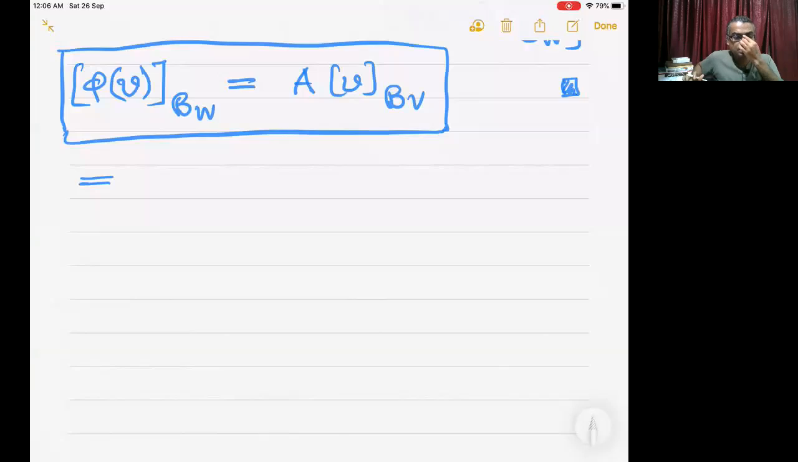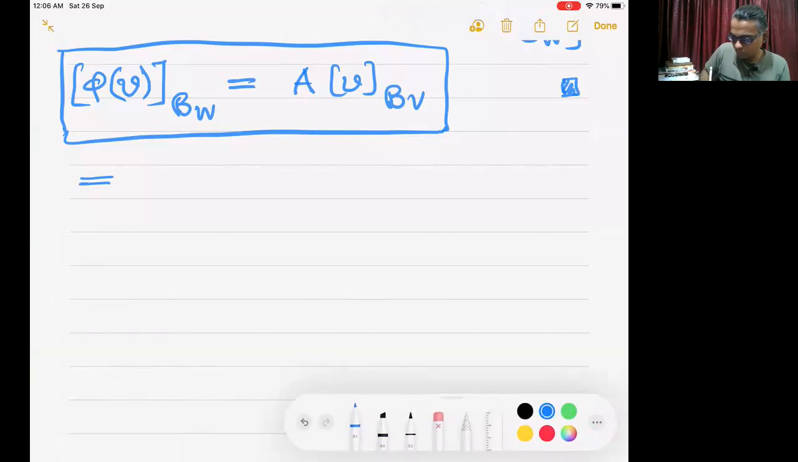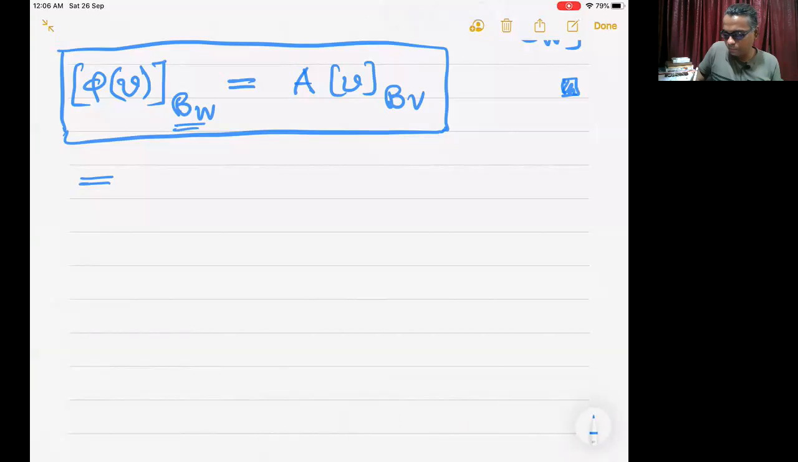Ultimately, the equation that uniquely characterizes this linear map as a matrix is this one, where BW happens to be an ordered basis for W, and BV happens to be an ordered basis for the domain V. Now we obtained this matrix representation by some sophisticated argument, using the fact that this identification of vectors with columns of numbers, n tuples or m tuples of numbers, is an isomorphism. Using that idea, we did this.